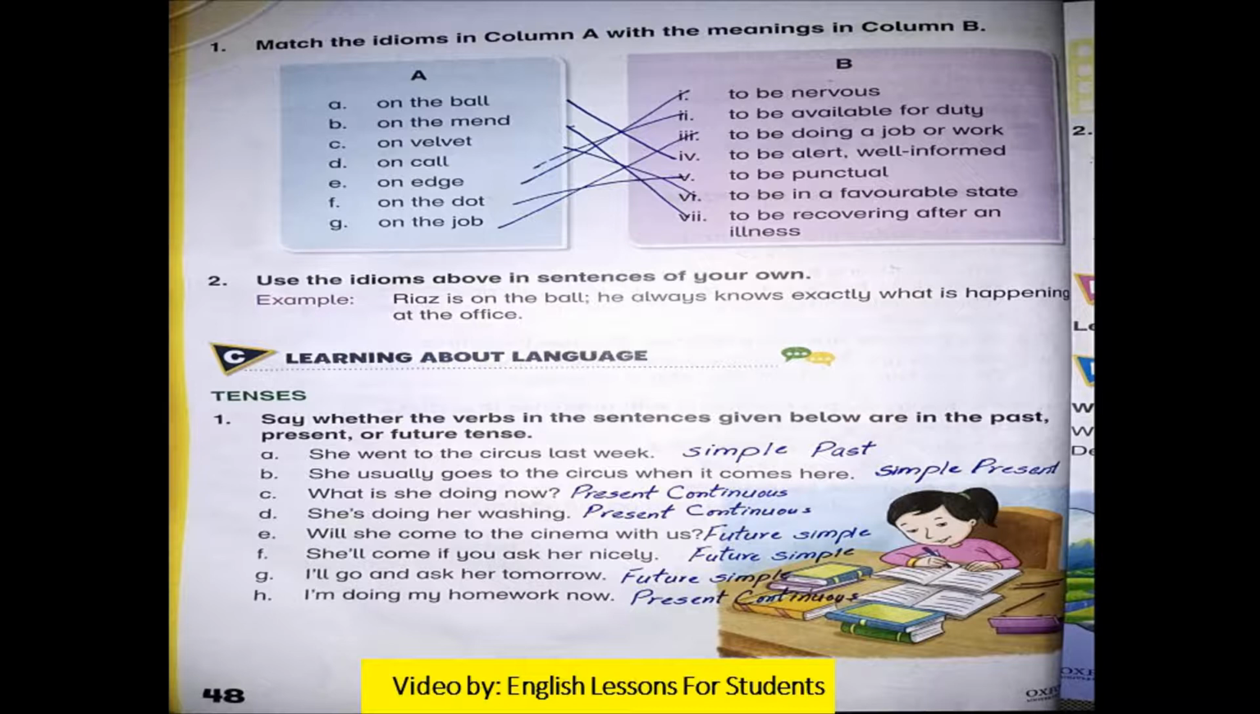E. Will she come to the cinema with us? Future simple. F. She will come if you ask her nicely. Future simple. G. I will go and ask her tomorrow. Future simple. H. I am doing my homework now. Present continuous.